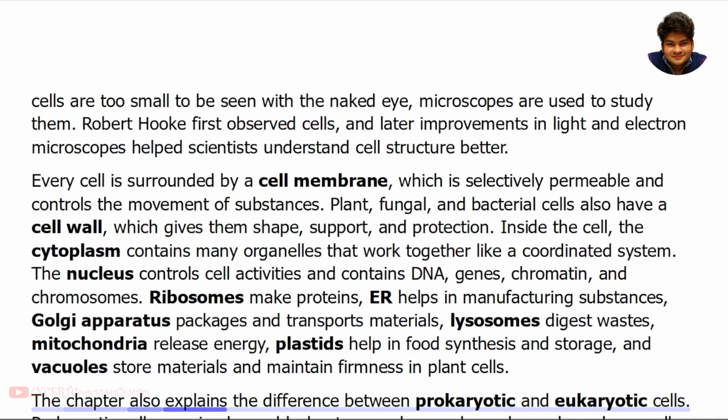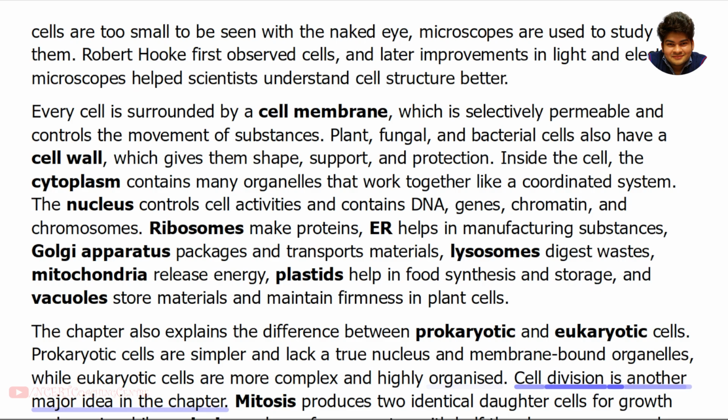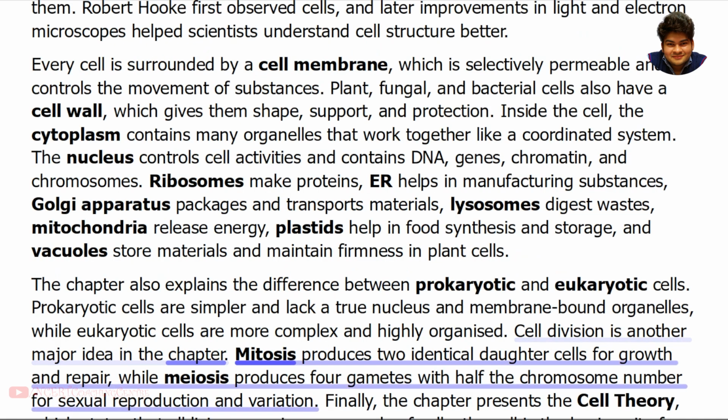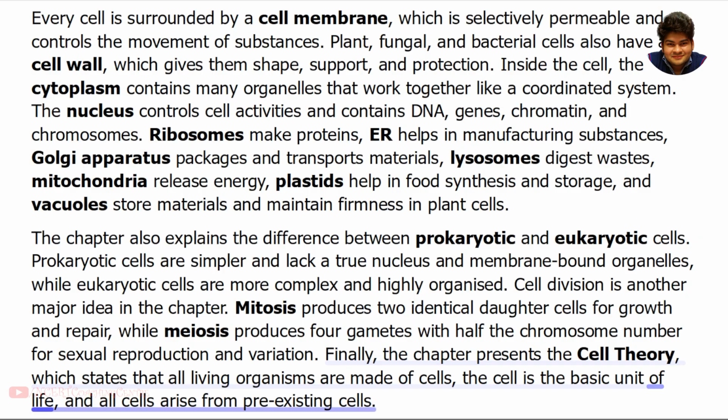The chapter also explains the difference between prokaryotic and eukaryotic cells. Prokaryotic cells are simpler and lack a true nucleus and membrane-bound organelles, while eukaryotic cells are more complex and highly organized. Cell division is another major idea in the chapter. Mitosis produces two identical daughter cells for growth and repair, while meiosis produces 4 gametes with half the chromosome number for sexual reproduction and variation. Finally, the chapter presents the cell theory, which states that all living organisms are made of cells. The cell is the basic unit of life, and all cells arise from pre-existing cells.